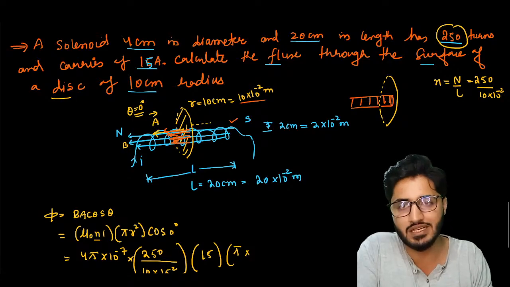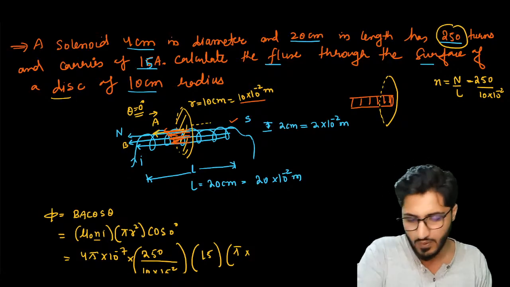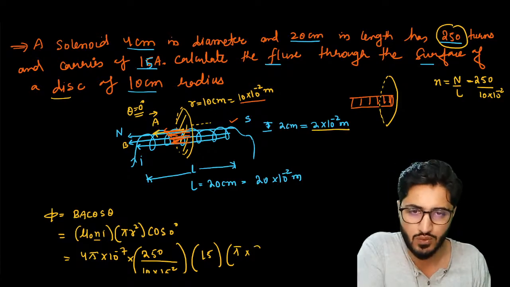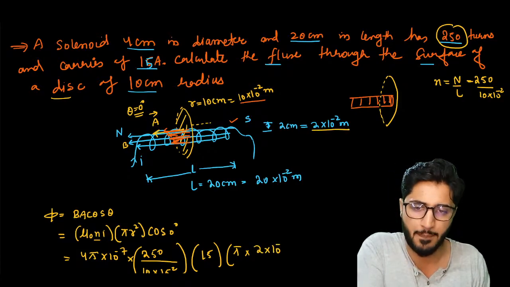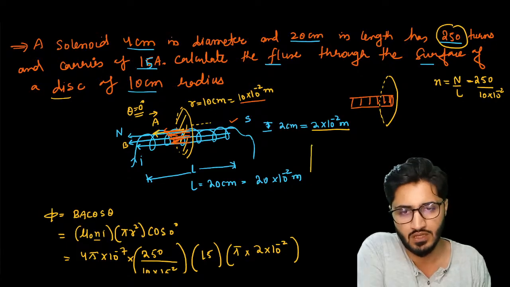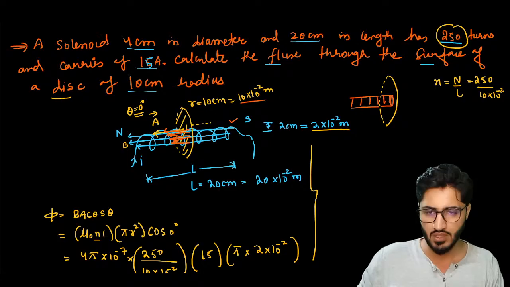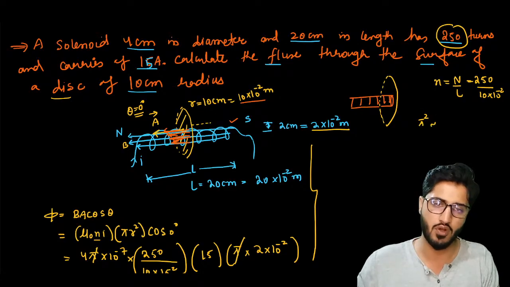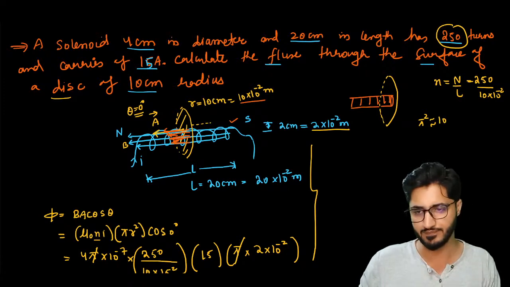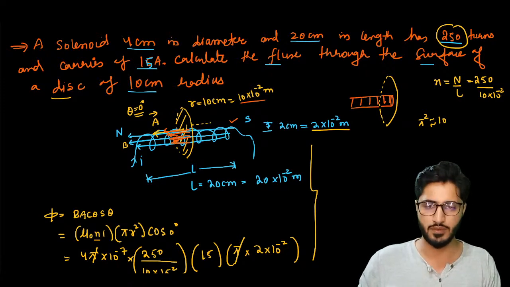So what is R here? Sorry, it is 2, this one, no? So I can write 2 into 10 to the power minus 2 meter. Let us do the calculation now. Look, pi into pi, we are having pi square. So we can write pi square approximately equals 10. Okay, so look now, beta.